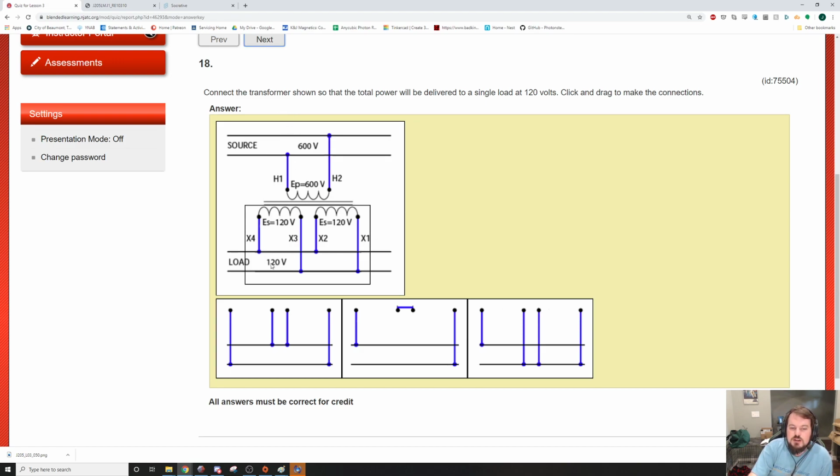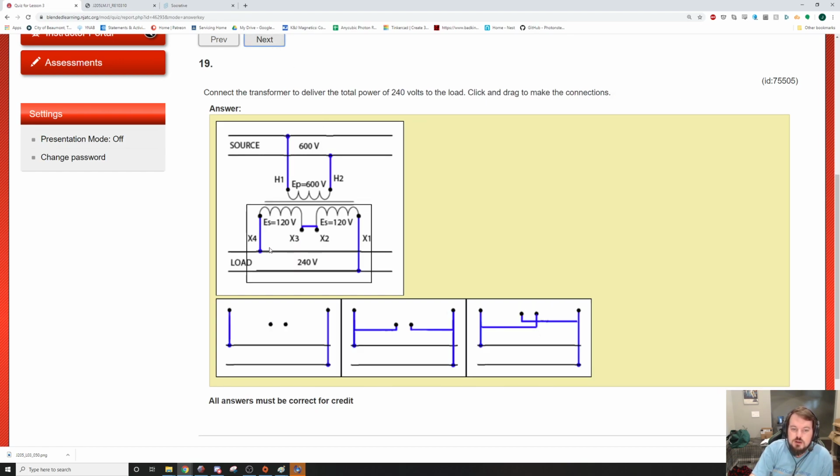This would provide 120 volts and the full capacity of the transformer to that 120 volt load. Here is an example of what I was talking about, the 240 volts. See how they are connected together. 220 volt coils connected in series to get 240 volts.